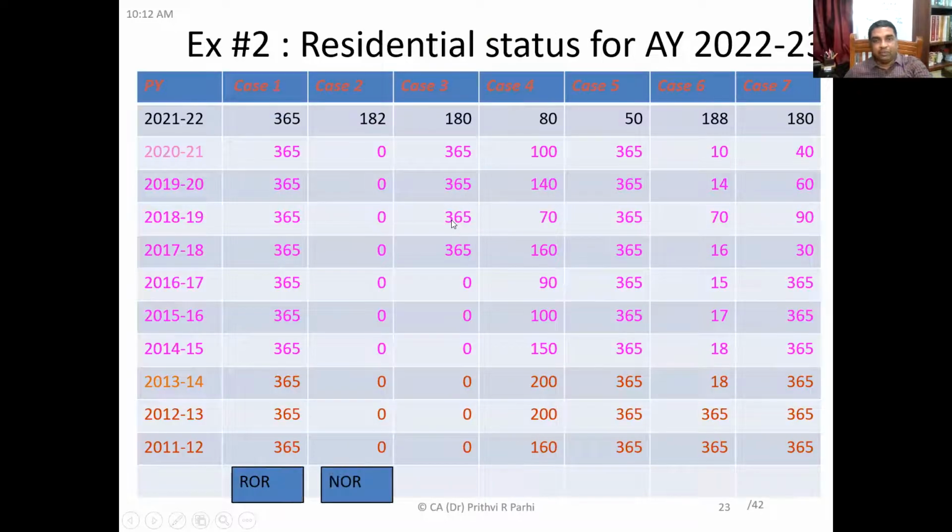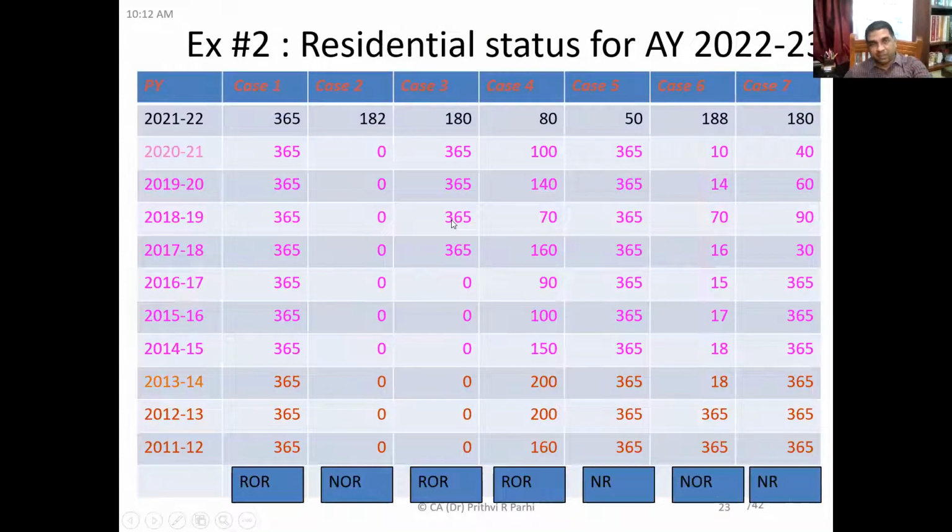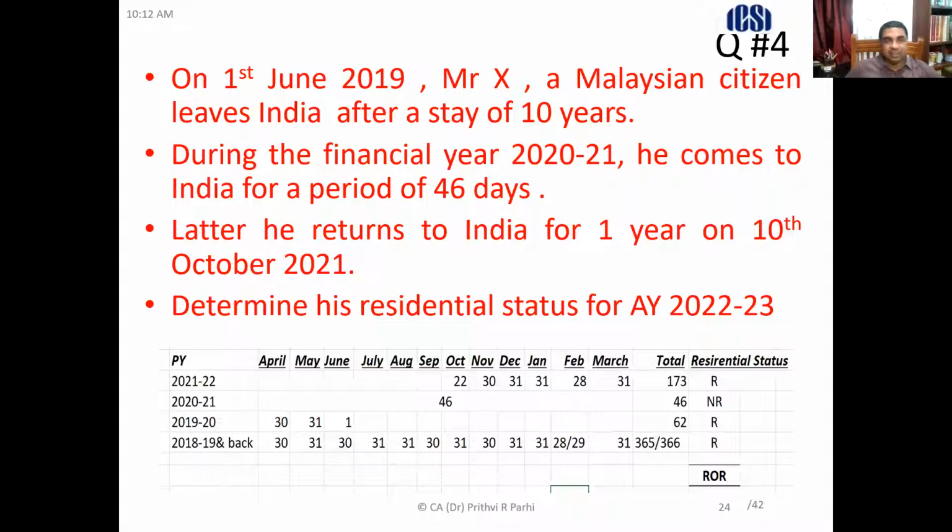I think now you will be able to conclude whether a person is a resident, non-resident, resident and ordinary resident, or resident but not ordinary resident, if he is an individual. Now, here is a question for you, in fact.